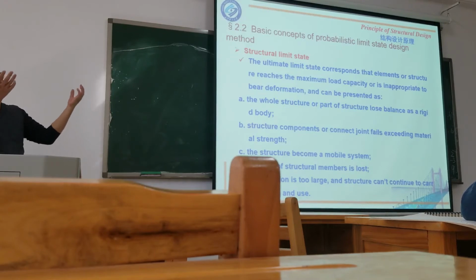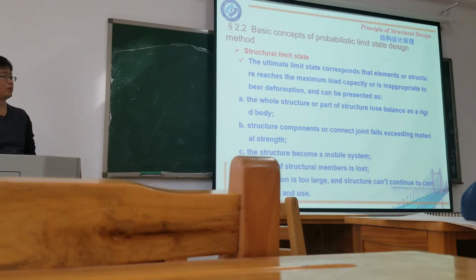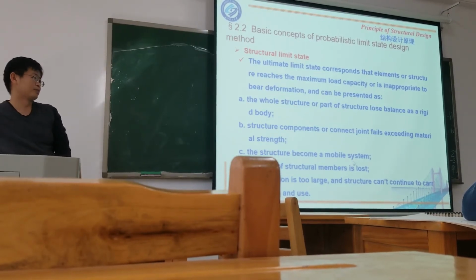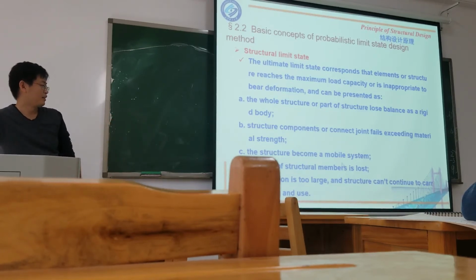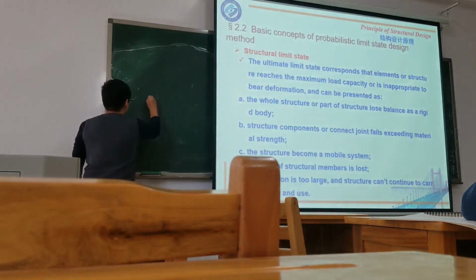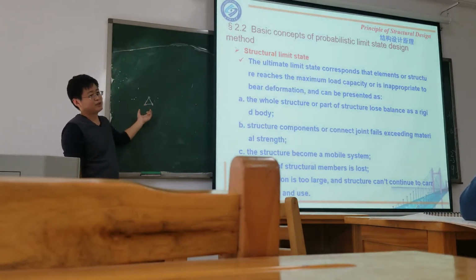If the column exceeds the strength of the reinforced concrete, the column will break. So the structure becomes a mobile system. What is a mobile system? Have you learned this? A mobile system is a concept in mechanics: it can move. Like this triangle is stable. It cannot move.